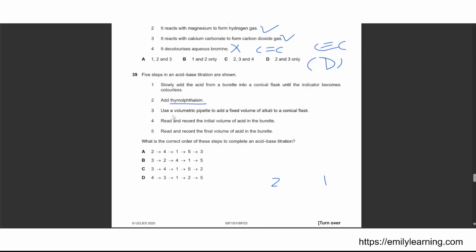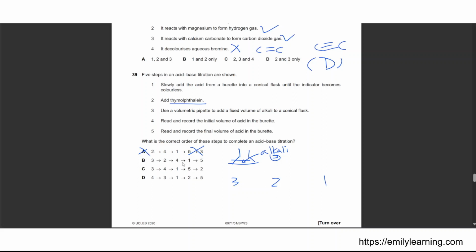So what do you do first? We use a volumetric pipette to add a volume of alkali to the conical flask. This should even go before you add the indicator. So you first add the alkali into the conical flask. This is 3. Then 2, you add the indicator. Okay, so after you add the alkali and the indicator, we know that 3 and 2 must come before 1. So I can first eliminate A, because it's 3 first, followed by 2, then 1.